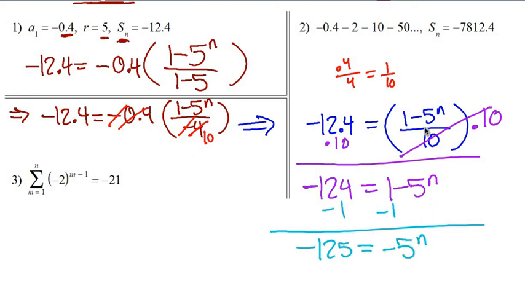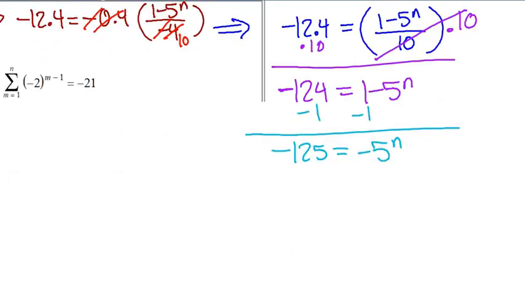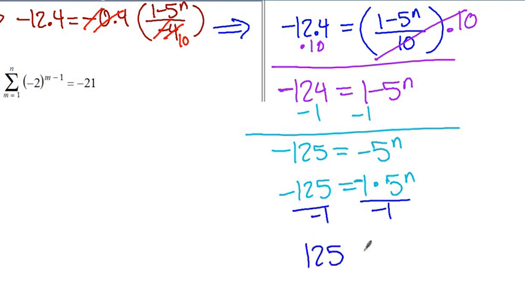Now keep in mind the negative 5 to the n is actually not the number negative 5. That's like negative 1 times 5 to the n. So there's a difference there. We haven't quite isolated the n yet. We need to divide this by negative 1, and now it's isolated. So 125 equals 5 to the n.